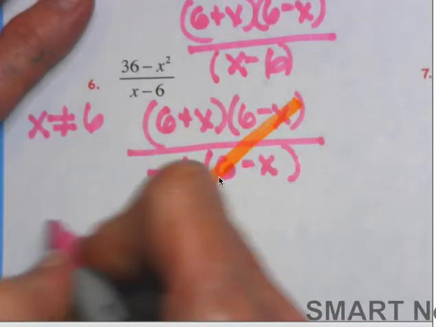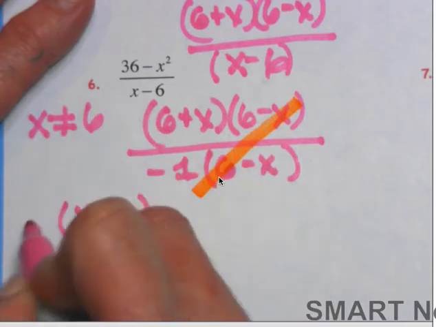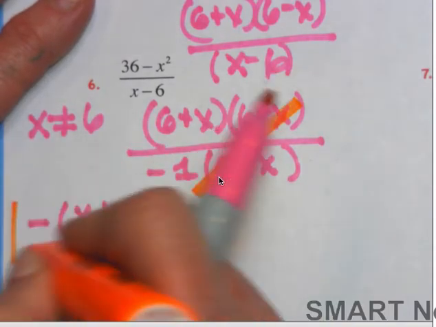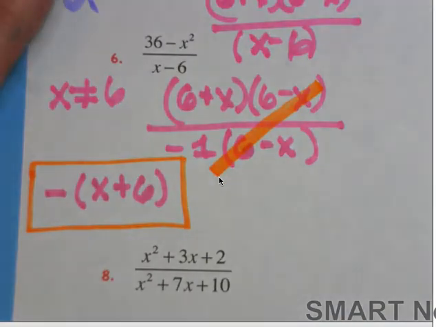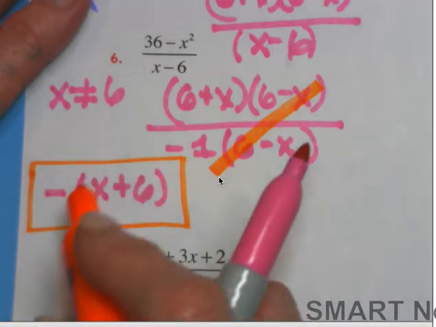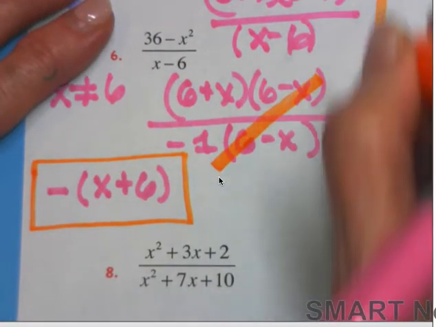The way that I would present that answer, you would most likely see it presented like this: the numerator written as x plus 6 in parentheses with a negative sign in front of it. You could also distribute the negative sign and say negative x minus 6. That would work as well. But I'm going to move on to number 7.